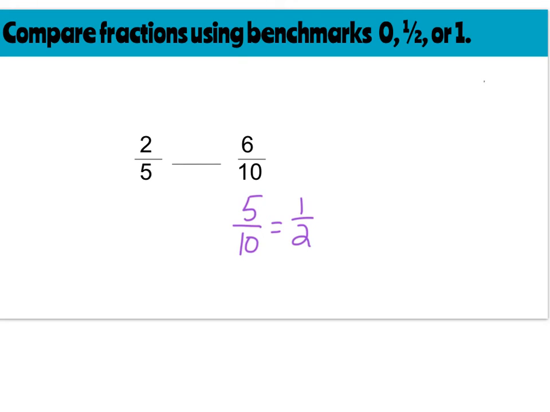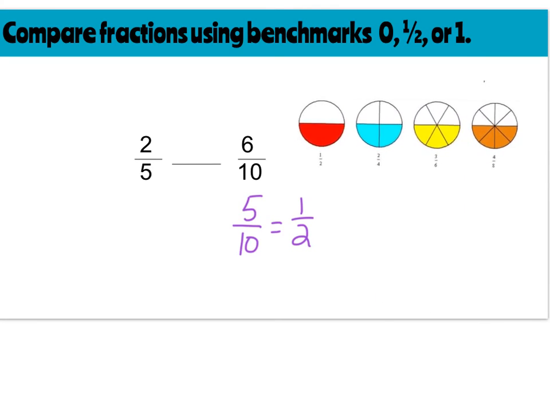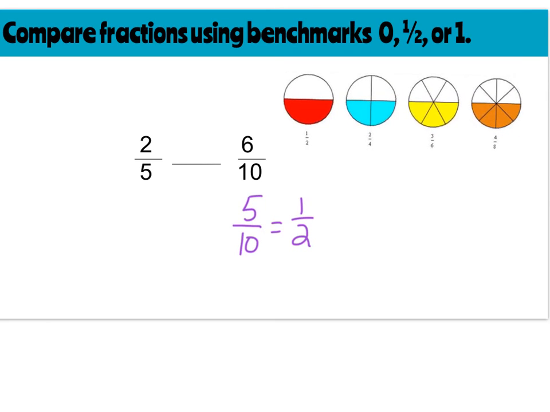And then when I start to think about my 2/5, I know that 2/5 is just a little bit smaller than 1/2 on my number line. Okay, let me see if I can explain how I know that 2/5 is less than 1/2. Let's look at this picture here of different fractions with 1/2. So we can see 1/2. We can see that's the same as 2/4, which is the same as 3/6, which is the same as 4/8.